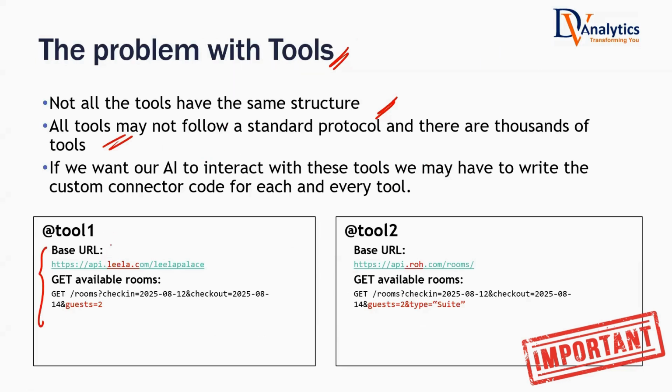Tool 1 is also talking about hotel booking. Tool 2 is also talking about hotel booking only. Yes, there is a small difference in the API link URL, a small difference in the get back URL, the REST API. There is some difference in the API, but still, this is also for checking the hotel availability.